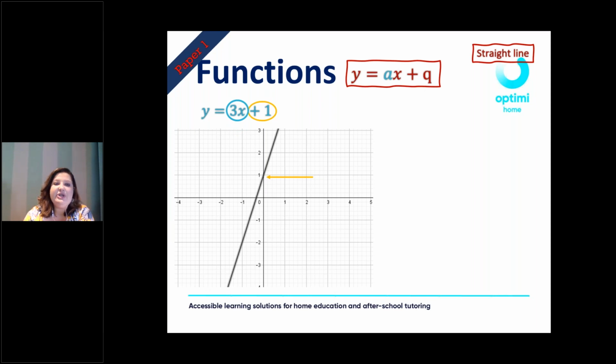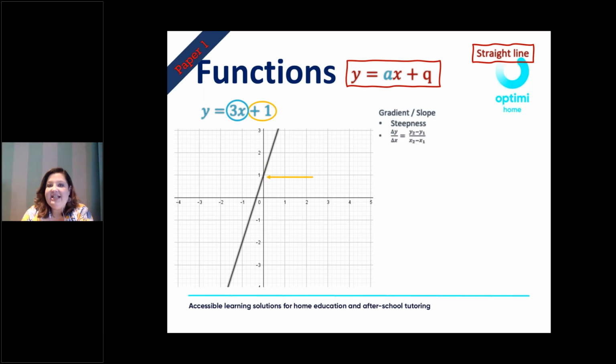So a is not 3x. a is equal to 3 because it's a times x, right? So there's 3 times x, so my a is 3. As mentioned, it represents my gradient or my slope. And what does it mean? It means it indicates the steepness of the line.